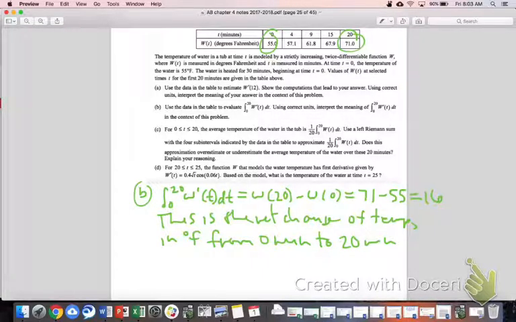Okay, if you haven't already looked at C, please do. C says for the interval 0 to 20, the average temperature is given by that integral expression. Use a left Riemann sum with 4 subintervals indicated by the data in the table to approximate that. And then it has a follow-up question. Would this be an overestimate or an underestimate? Explain your reasoning. So try C if you haven't already.